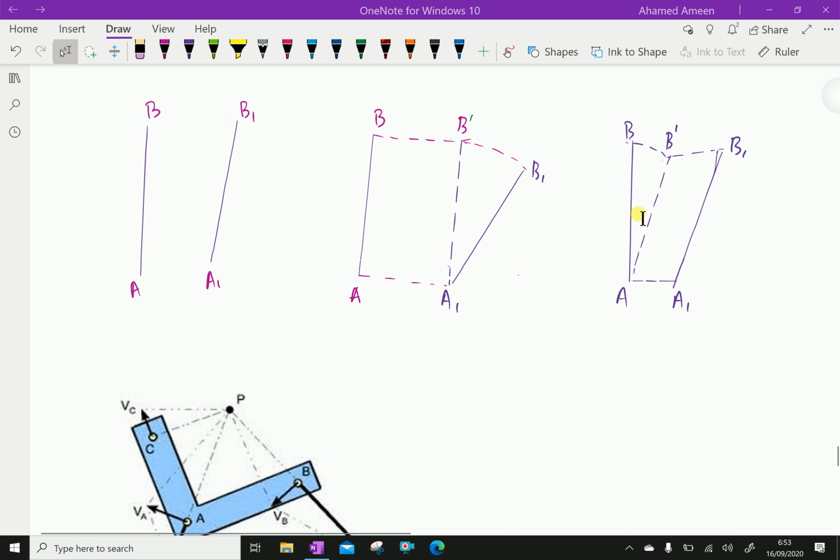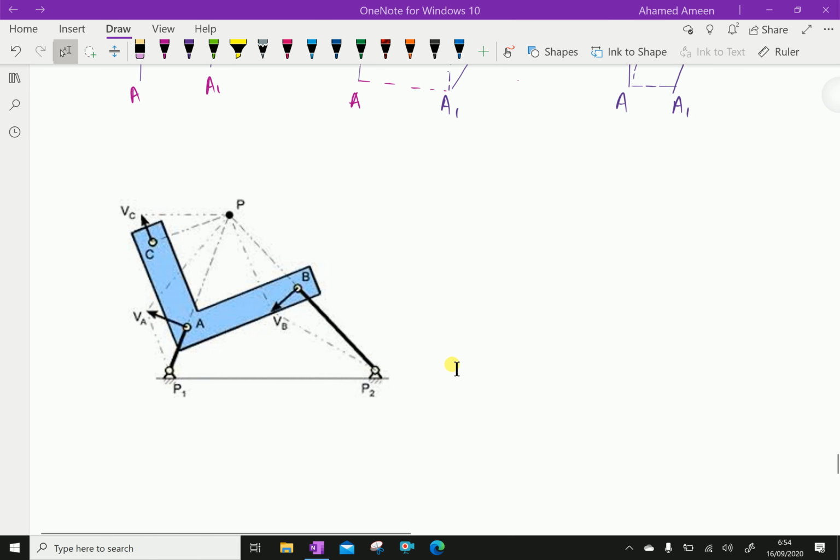We can also consider it this way: AB is first rotated with respect to the point A and then AB dash is translated to A1 B1. That is also possible.